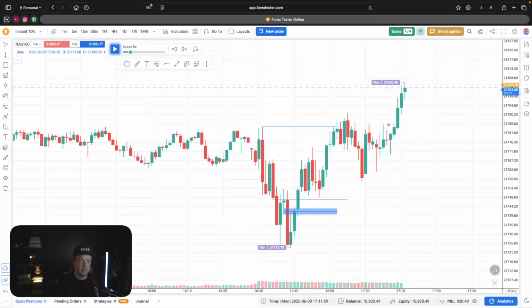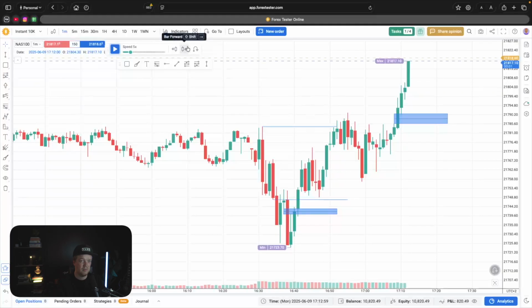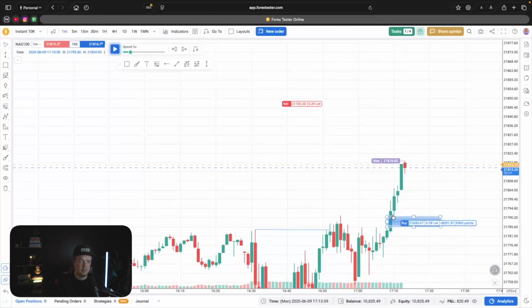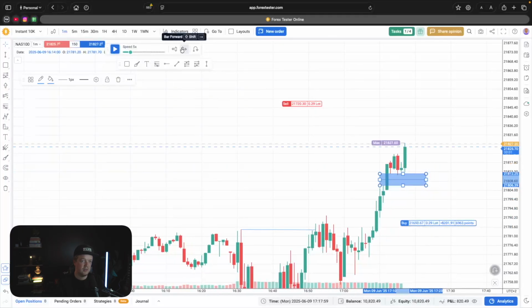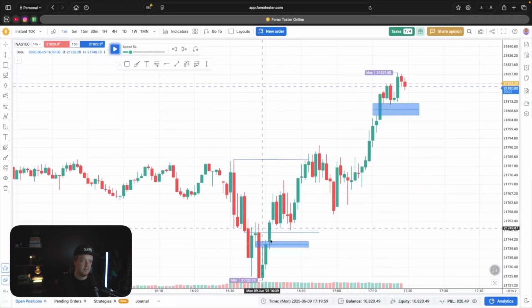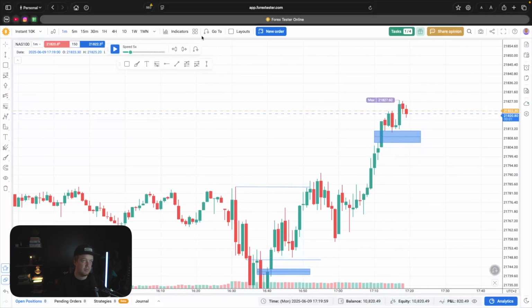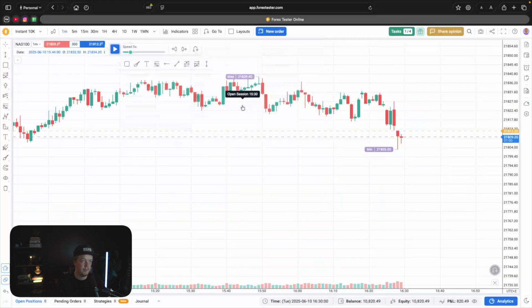There's a fair value gap formed right over here. Let's see if we get broken through. There's another one. I normally don't chase the trade. I would wait for the first one. So let's skip to the next day.